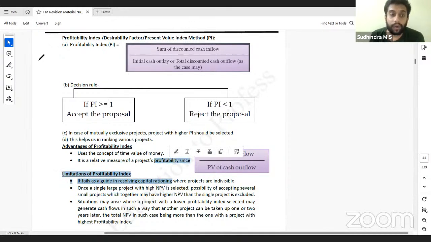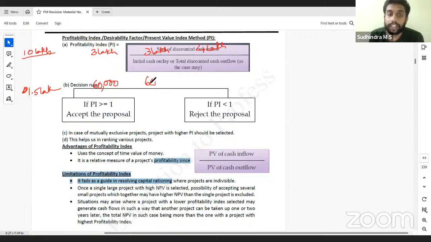See, now a project with higher NPV, one single project, 10 lakh. NPV is, let's say, 1.5 lakh. Whereas you also have 3 smaller projects, with investments of 3 lakh, 3 lakh, and 4 lakhs, for which the NPV that we get is 60,000, 60,000, 40,000. Now, in this case, by looking at these, I might accept this.